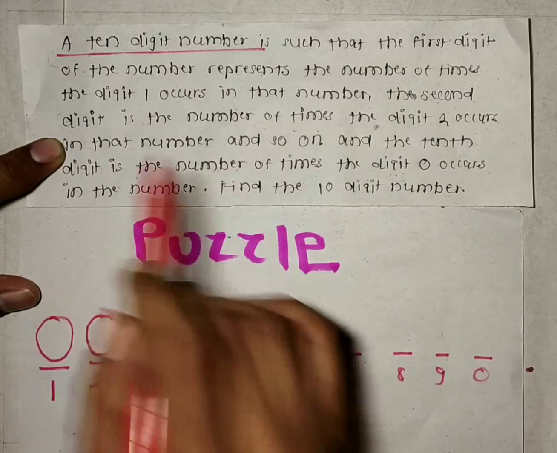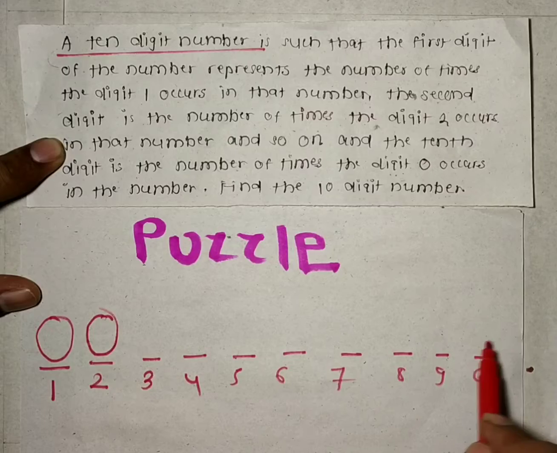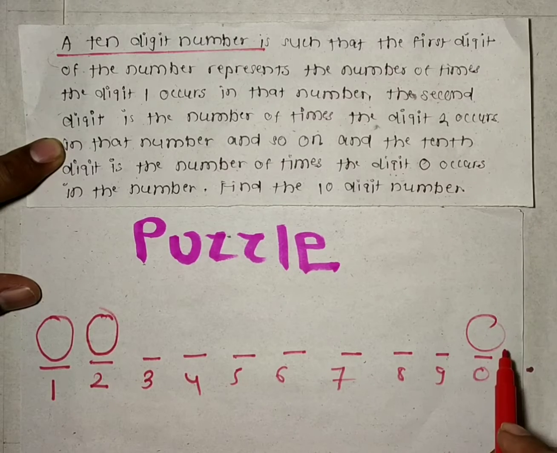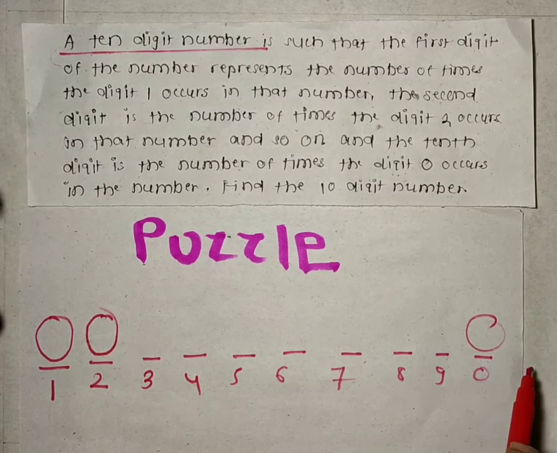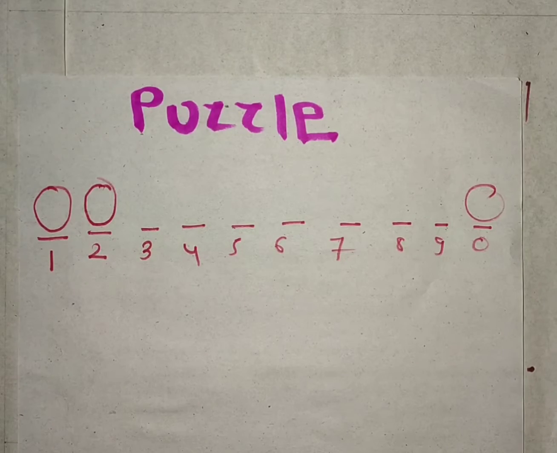And the 10th digit is the number of times the digit 0 occurs in that number. So this digit represents the number of times 0 occurs in the number, and we have to find that number, which is a 10-digit number. So this is what was given in the question.